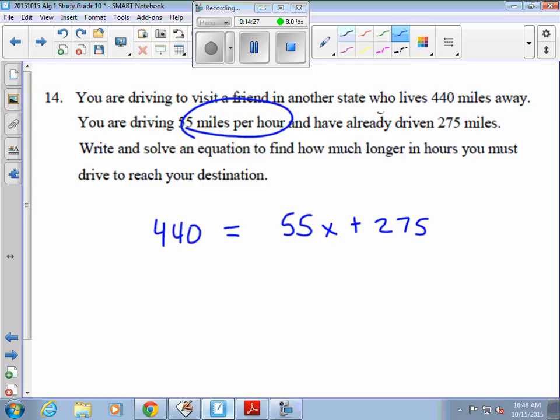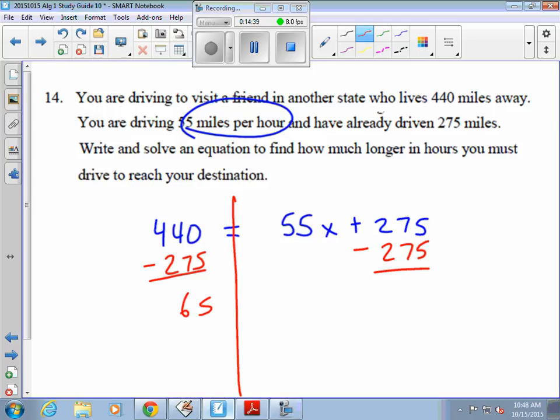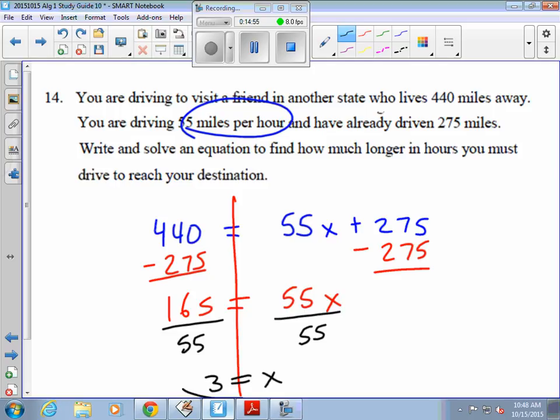Simple. A very simple equation. Undo plus 275 by subtracting it. If you do it there, subtract it here. 10 minus 5 is 5. 13 minus 7 is 6. And 3 minus 2 is 1. So you have 165 miles left, and you're driving 55 miles per hour. Undo 55 times x by dividing by 55. If you do it to the right, do it to the left. And x is going to be equal to 3 more hours. So in order to reach your friend's house after already driving 275 miles, you need to drive 3 more hours.